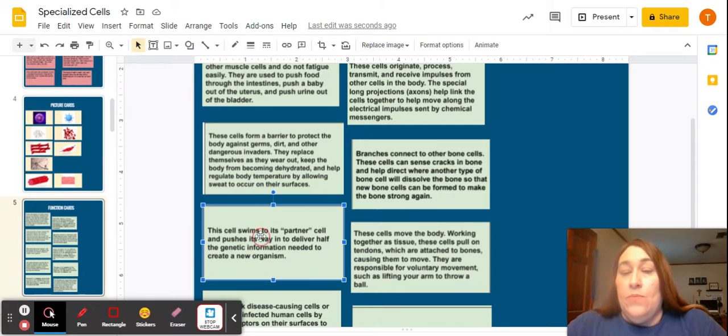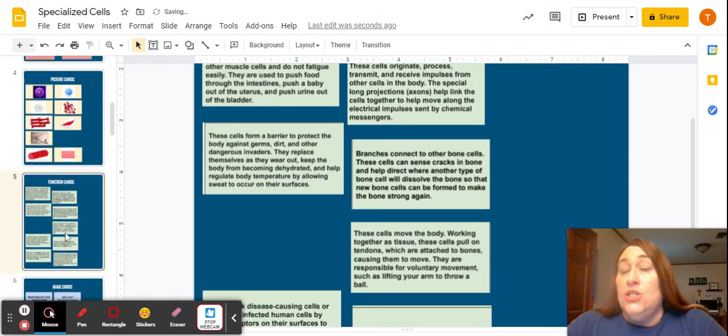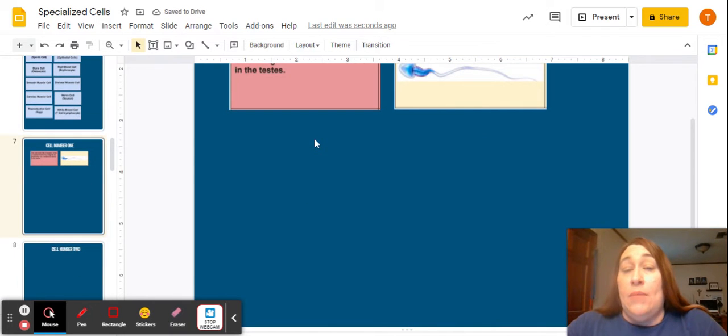And right here, the third word on this card, this cell swims. That seems like a likely match. So I'm going to go and paste that there and look at it.